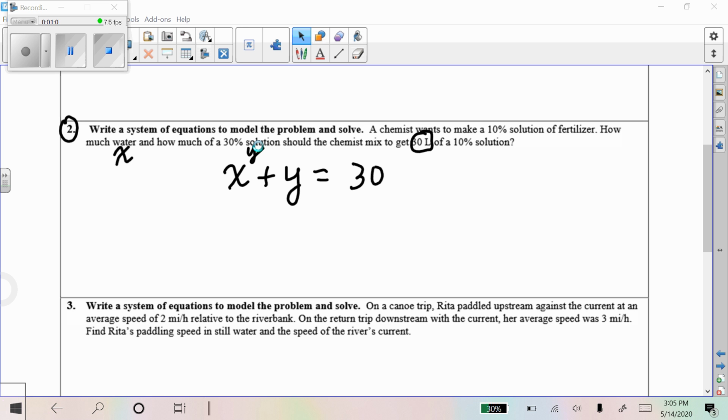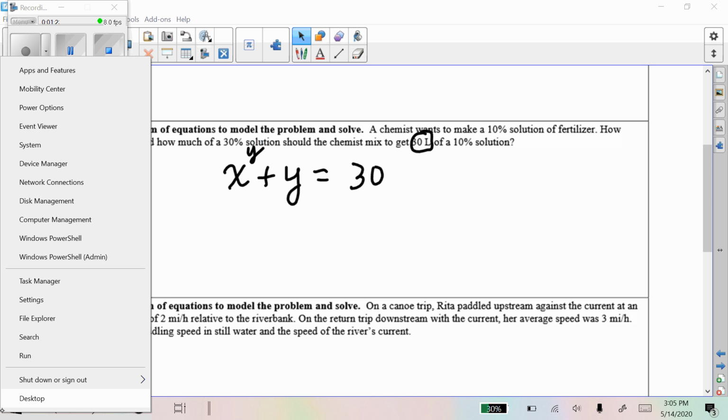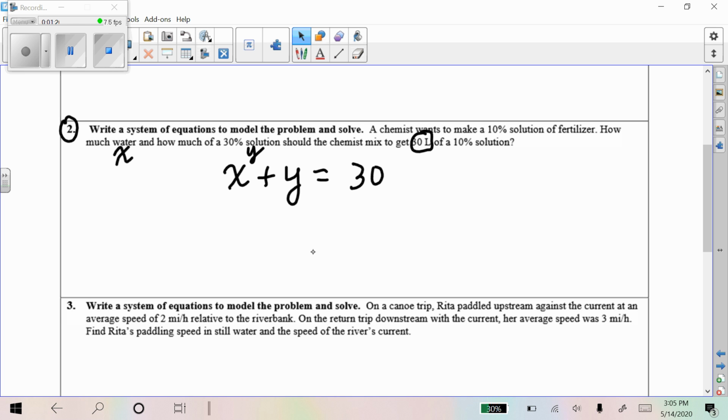Now in the second equation, we're going to measure the fertilizer part. Okay, so in the end, we need to have 30 liters of 10% solution. So 10% of 30 equals 3. And we're going to get that from our water. We're going to have partially water.